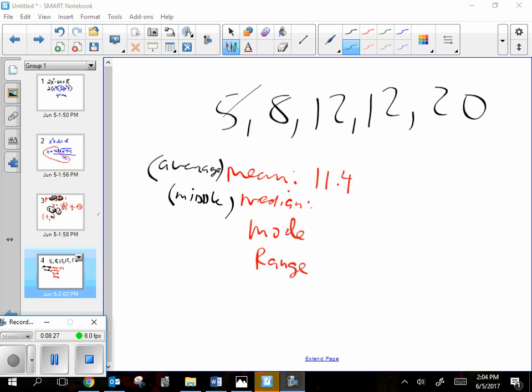And which one's in the middle? It's not that one and not that one. Those are on the ends, right? And it's not that one, it's not that one, and then you just find the one that's in the middle. It is 12. The mode is the one that happens the most, which is 12 again.